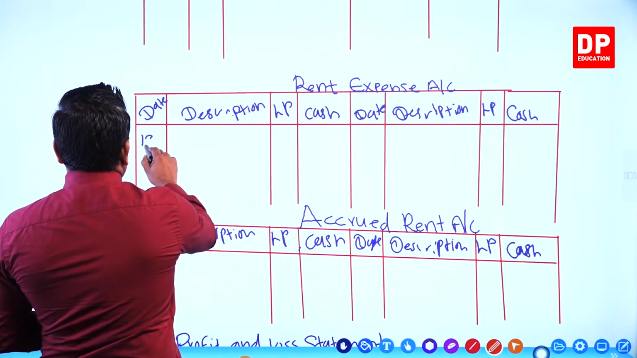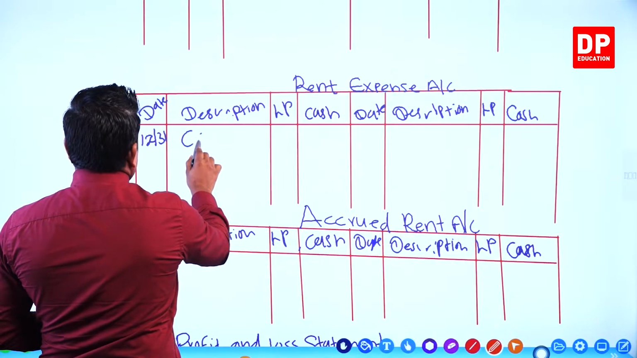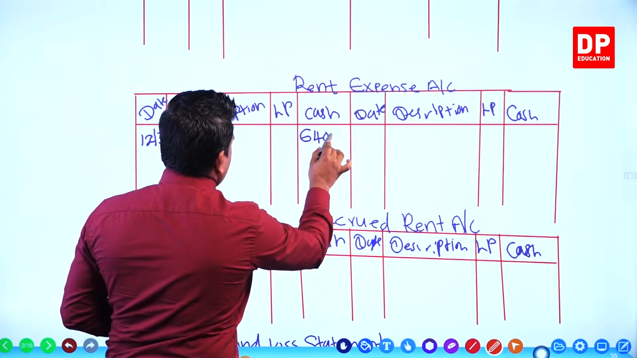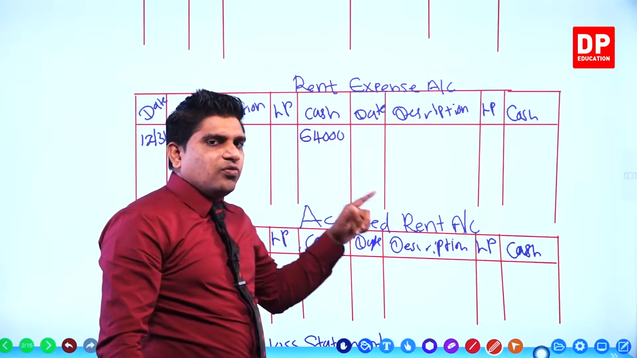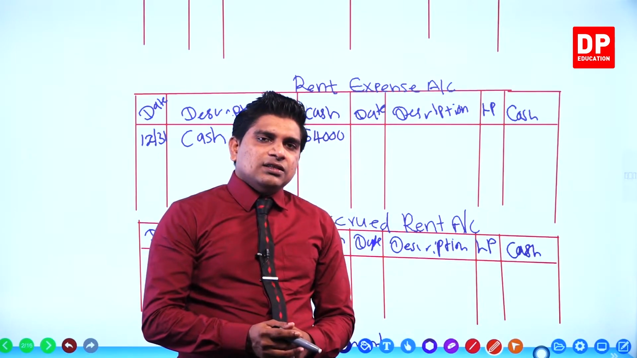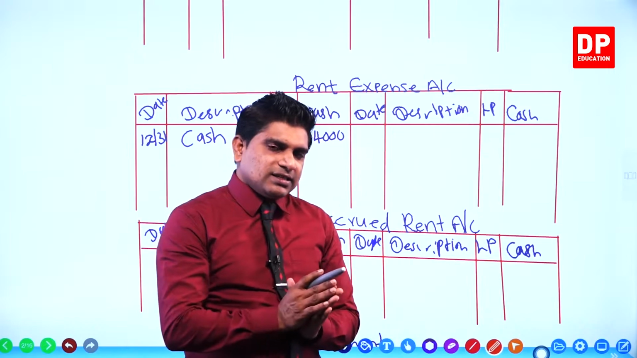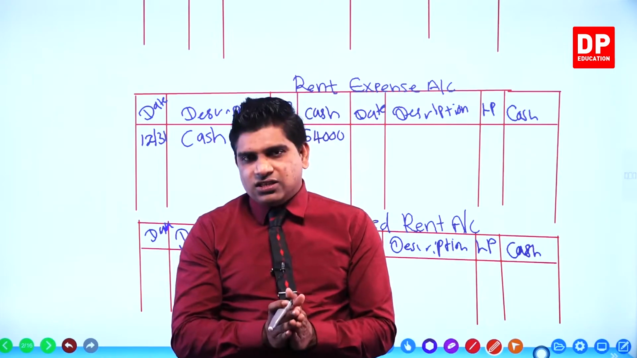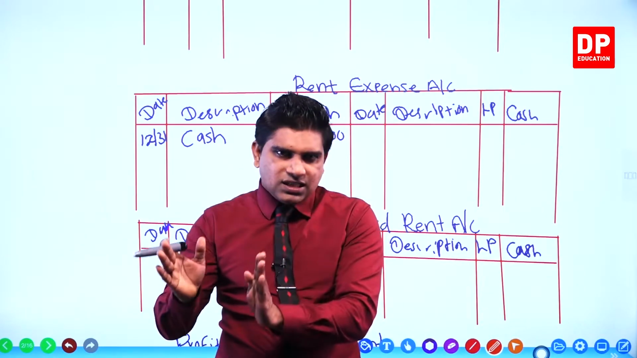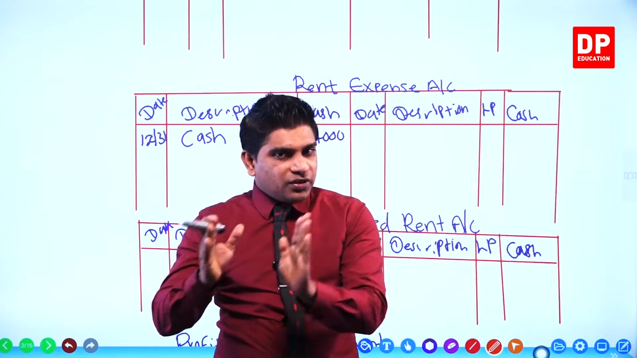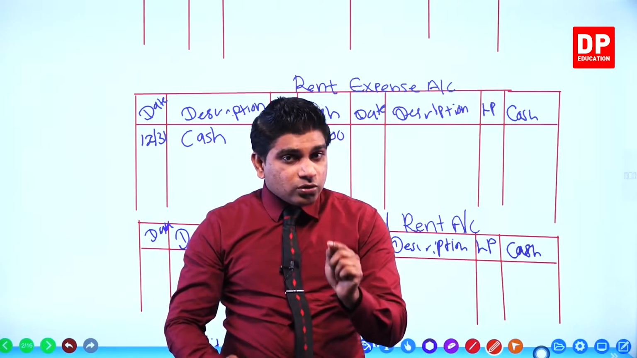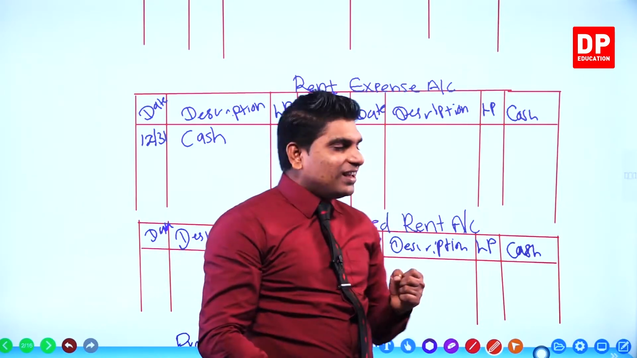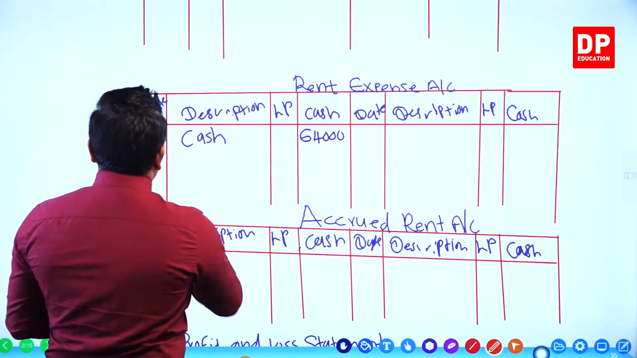12/31. The date is given. Then cash account credit side, rent expense account debit side, how much? 64,000. This is the value you can see in the rent expense account because they have paid it. Right? Now, how much is to be adjusted? If the total is 96,000 and they paid only 64,000, how much is to be paid more? 32,000. Then it comes like this, 12/31.